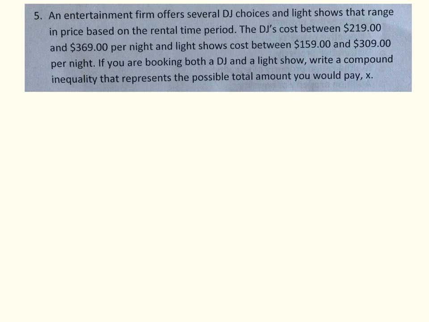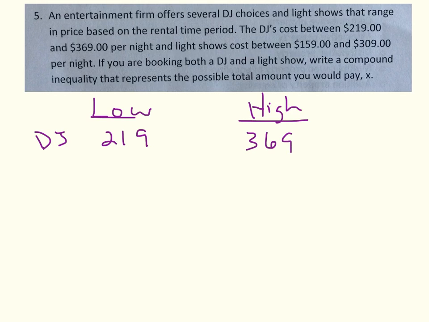So in this case, we have a lowest price, so we have a low, and then we have a high price. Now in this case, the DJ is going to cost $219 on the low end and $369 on the high end. Now, when we talk about the light show, I'm going to put LT for light. The light show costs $159 for the low end and $309 for the high end.